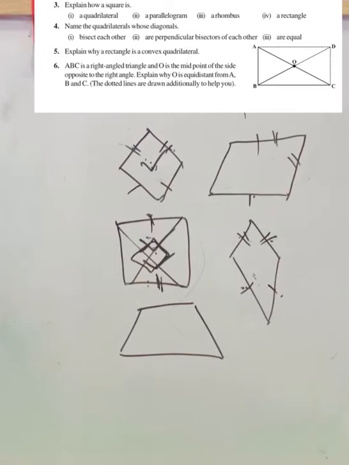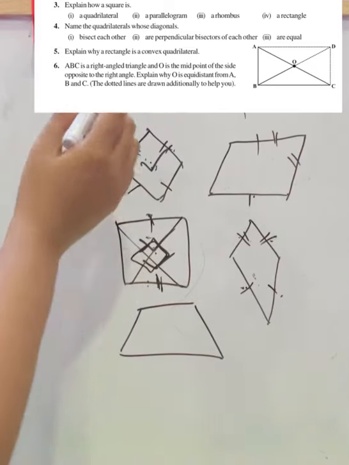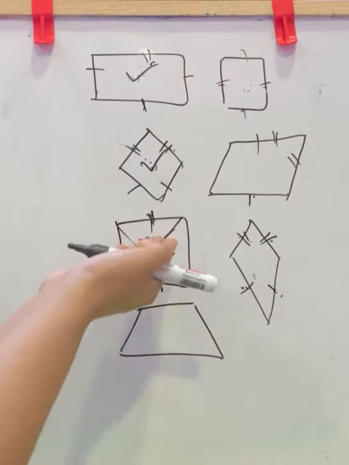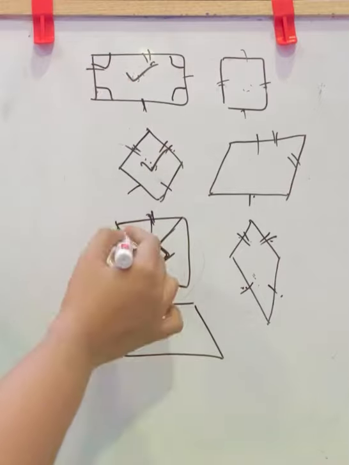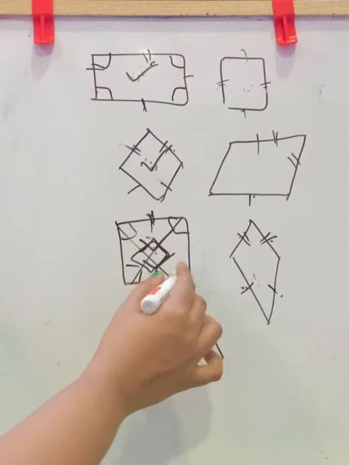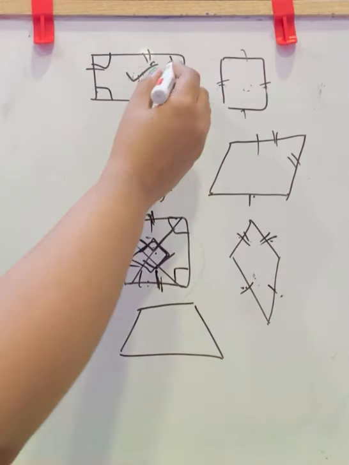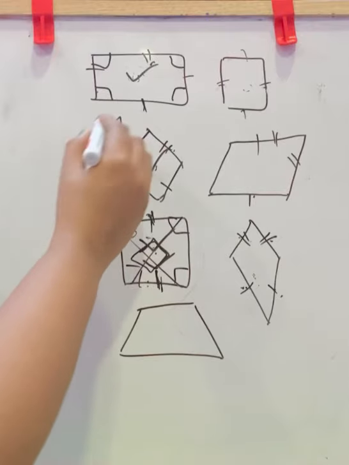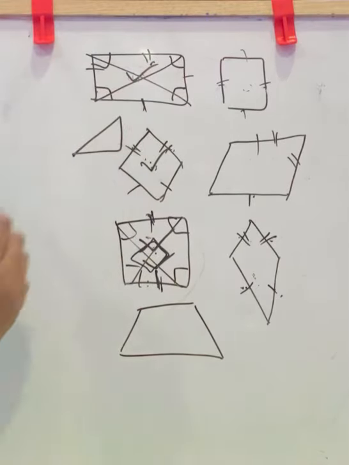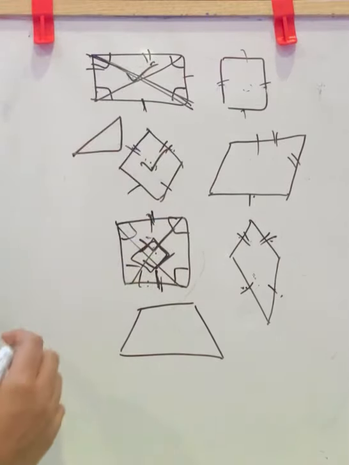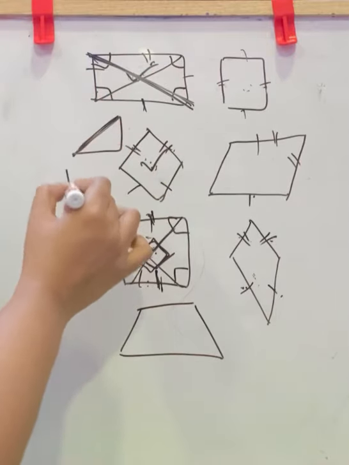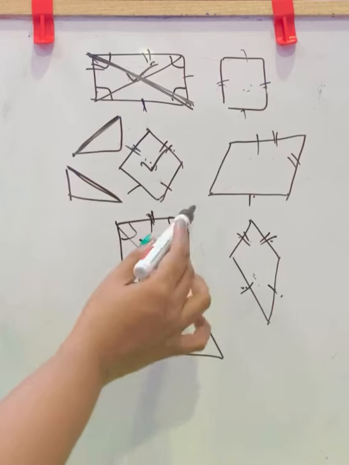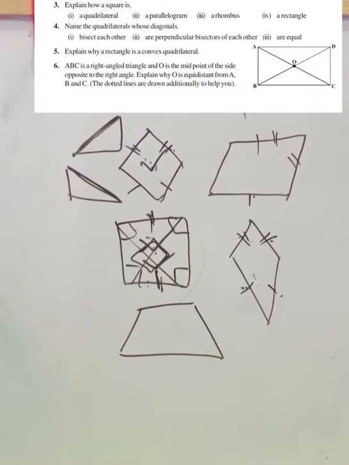Explain how a square is a rectangle. In a rectangle, opposite sides are equal. In a square also, opposite sides are equal. All the angles are 90 degrees. In a square also, all the angles are 90 degrees. And the diagonals are of equal length. This diagonal and this diagonal have equal length. Not about bisection, it is equal length. Yes, in a square also the diagonals are of equal length.